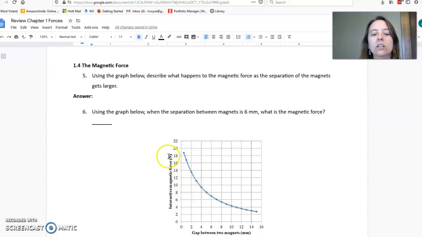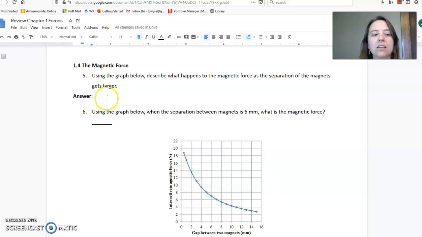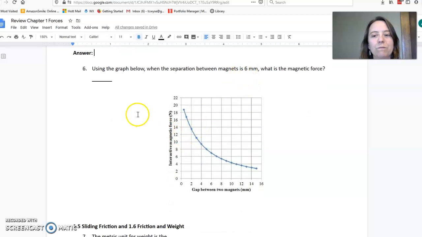And then 1.4, we're going to look at this graph here. Use the graph below, describe what happens to the magnetic force as the separation of the magnets gets larger. So what happens to the force as the separation gets larger? And you'll want to say that the magnetic force, well, does it increase or decrease? And is it a linear relationship, or is it a decreasing exponential relationship, an increasing exponential relationship? You want to explain that.